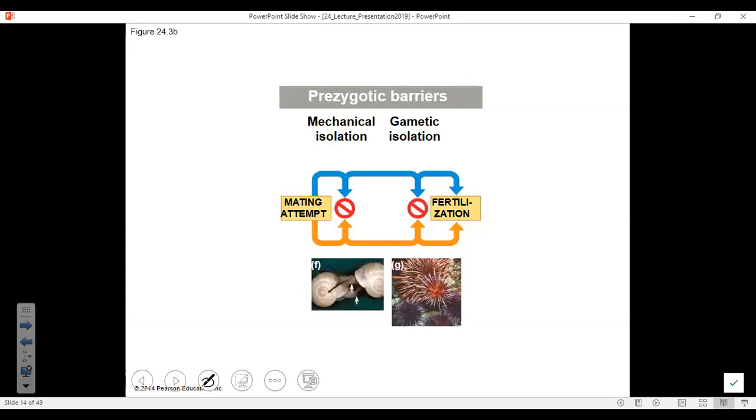All right, so more pre-zygotic barriers. Mechanical isolation. That sounds interesting. Mechanical. What does that mean? That means some parts ain't gonna work, friends.